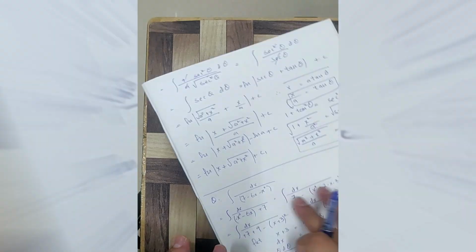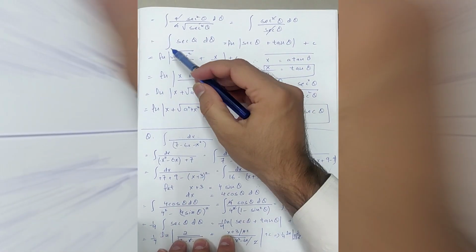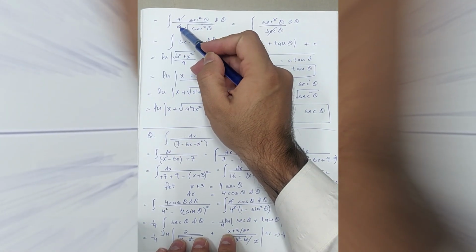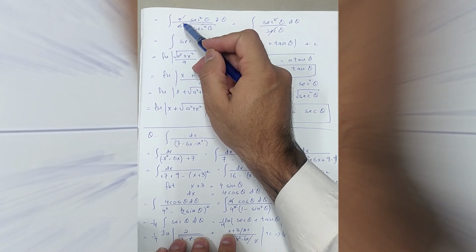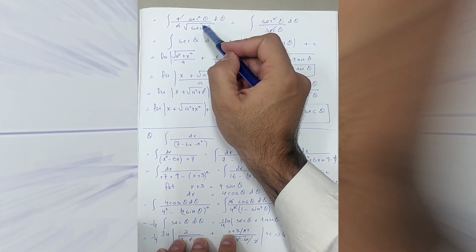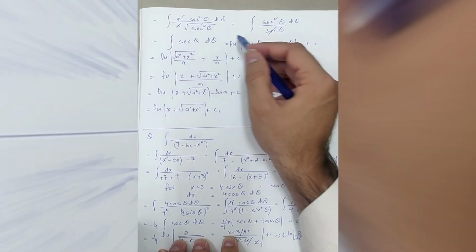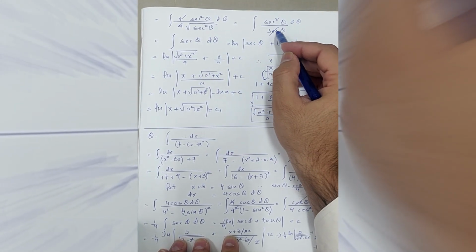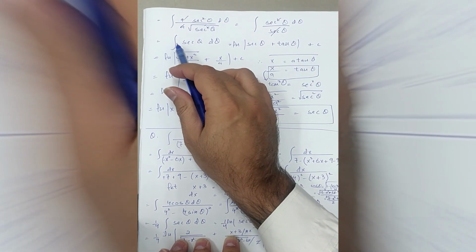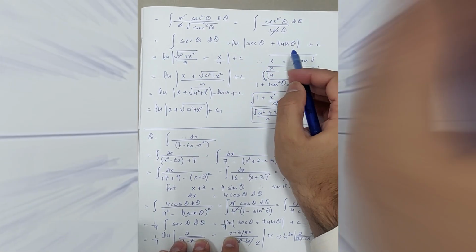Now moving to the next page. This a came from the square root, and we can cancel this a with this a, and 1 plus tan square theta became secant square theta, and this square cancelled the square root, and it left us with secant square theta divided by secant theta. Now this secant theta will be cancelled by this square, and we are left with the integral of secant theta d theta, which is equal to log of secant theta plus tan theta plus c.